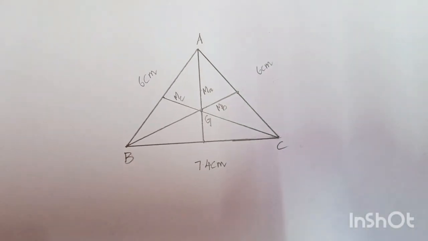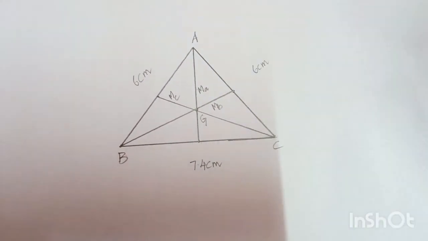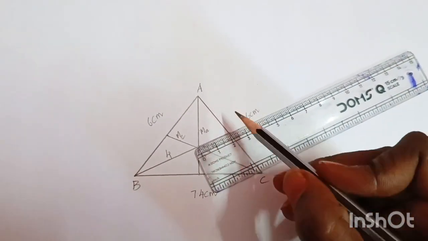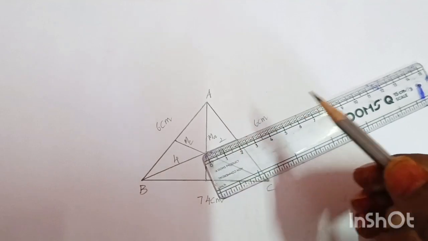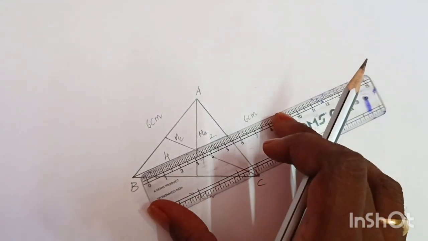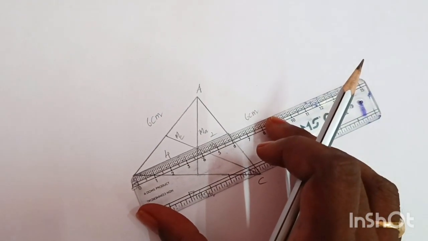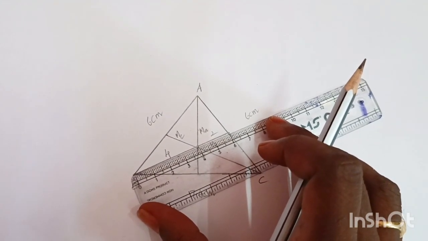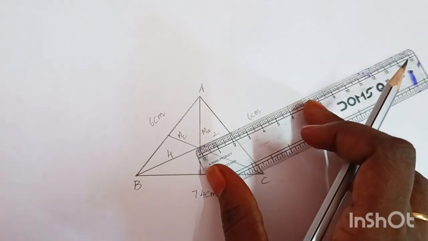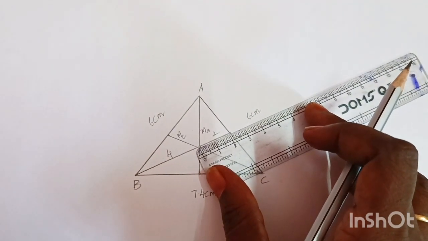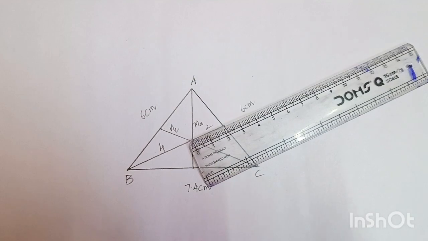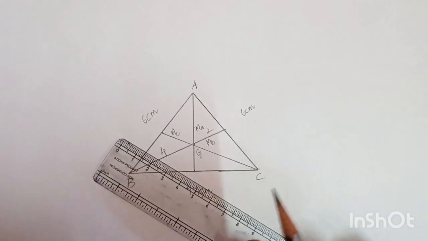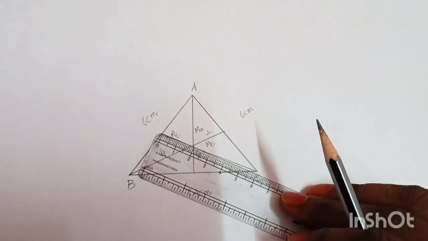Okay. Now, we need to check whether this centroid is dividing each and every median in a 2 is to 1 ratio or not. Let me see the median BA. Here if you observe, the centroid is dividing the median BC into the ratio of 4 is to 2. 4 is to 2 is nothing but 2 is to 1. Similarly, let me show the second median and its sides.